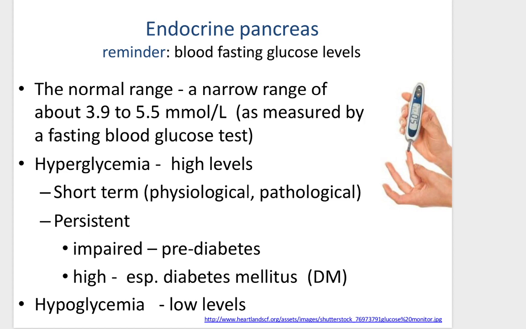When we say hyperglycemia, we mean high levels of glycemia. In the short term, it can be physiological or pathological. When hyperglycemia is persistent, it can be impaired function due to prediabetes, or high levels due to diabetes mellitus. The opposite situation we name hypoglycemia, when we find low levels of fasting glucose.